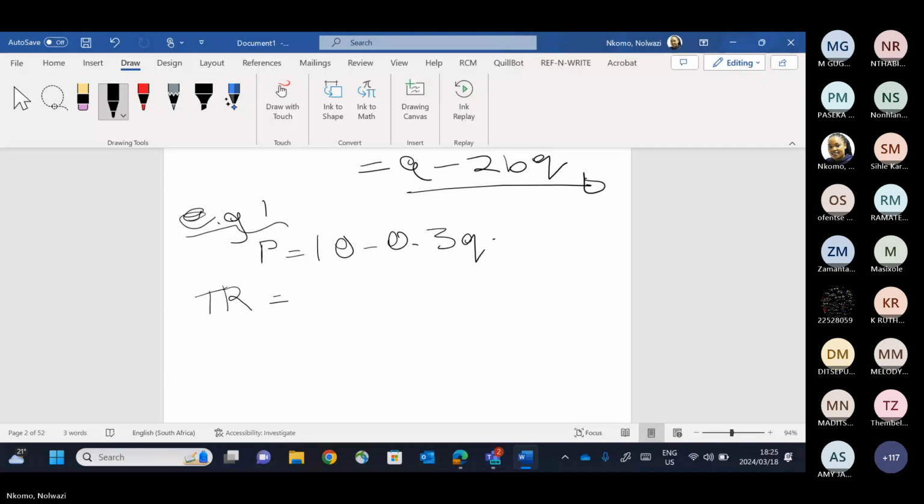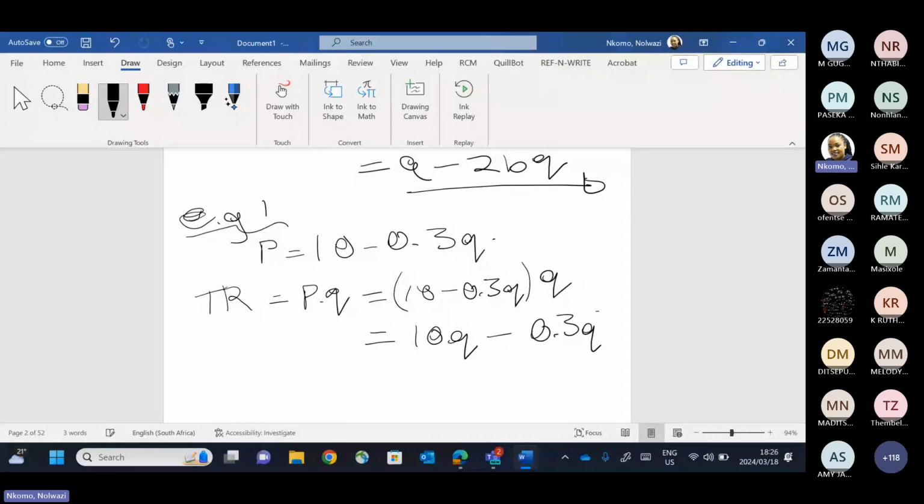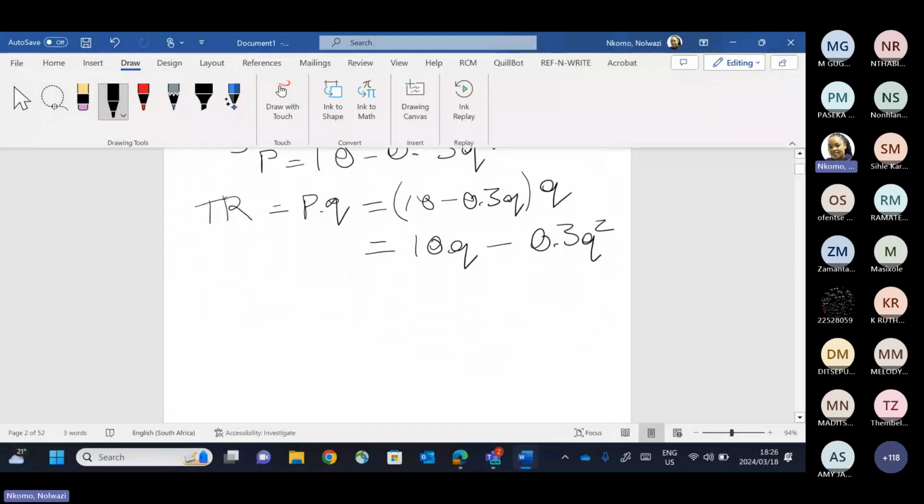So this means we have P times Q, where P is 10 minus 0.3Q, times Q. Then you simplify this. If you do, you'll get 10Q minus 0.3Q squared, right? But remember, the question says you should find the marginal revenue. If you have the total revenue, you can find the marginal revenue by differentiating the total revenue.